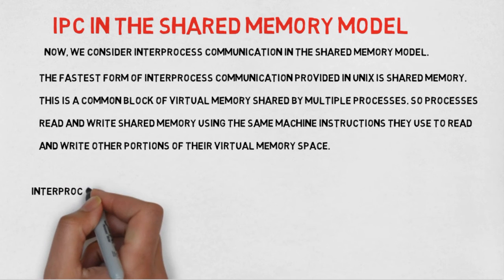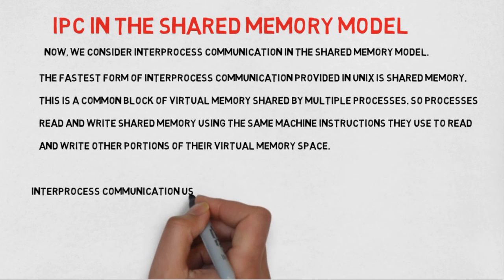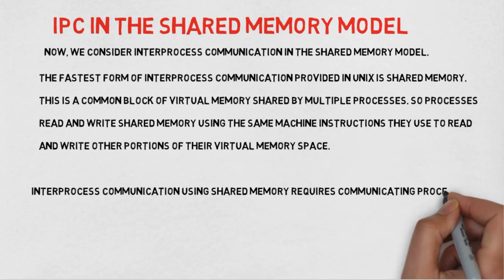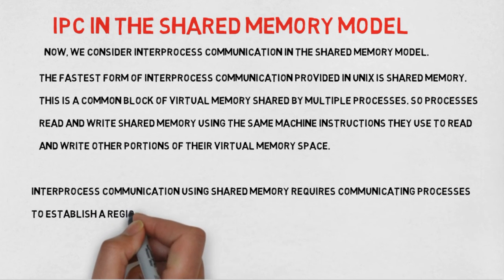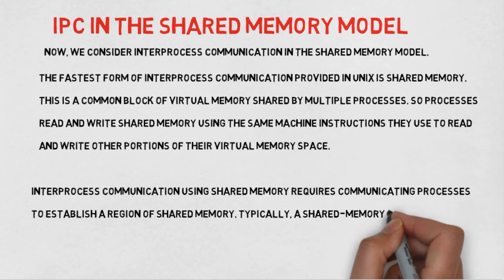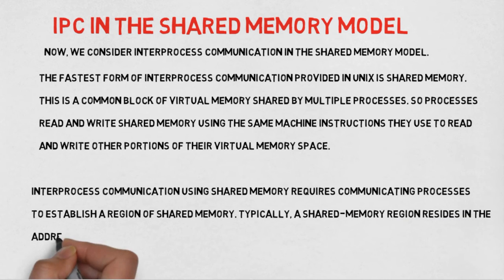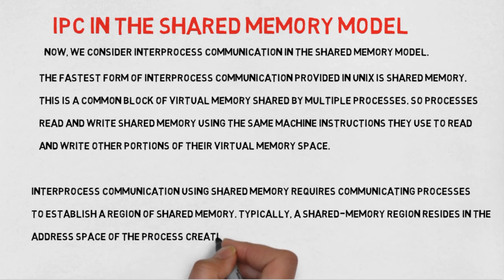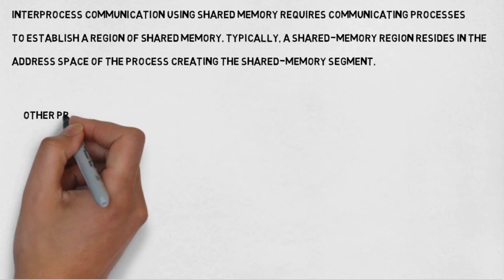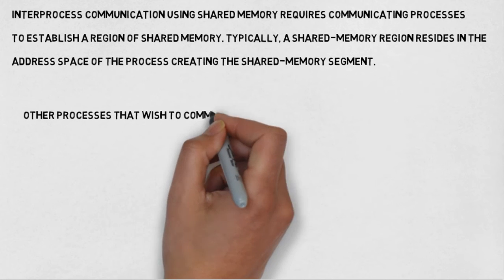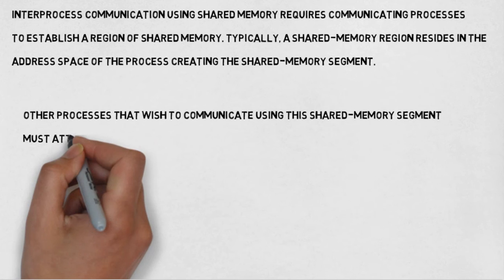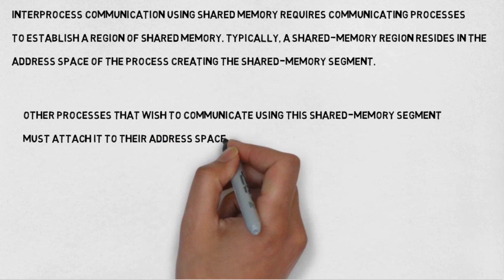Interprocess communication using shared memory requires communicating processes to establish a region of shared memory. Typically, a shared memory region resides in the address space of the process creating the shared memory segment. Other processes that wish to communicate using this shared memory segment must attach it to their address space.